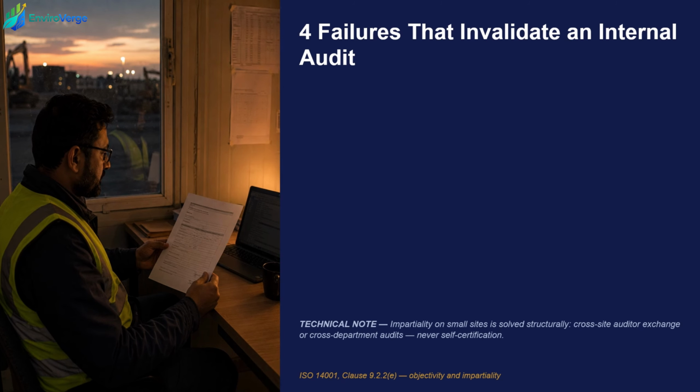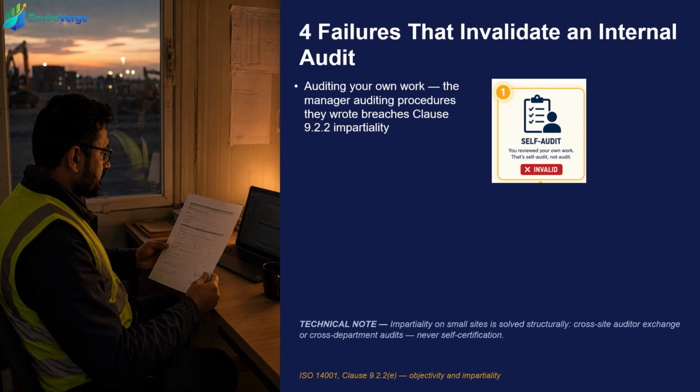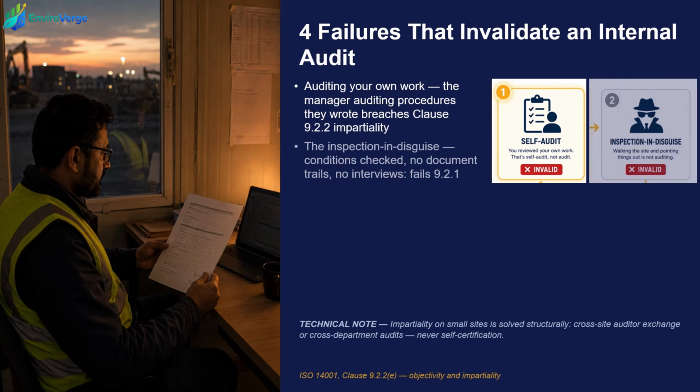Now the edge cases. The 4 ways internal audits get invalidated. 1. Auditing your own work. The environmental manager auditing procedures they wrote breaches the impartiality requirement in 9.2.2. On small sites, fix it structurally. Cross-site auditor exchange or audit another department's processes. Never self-certification.